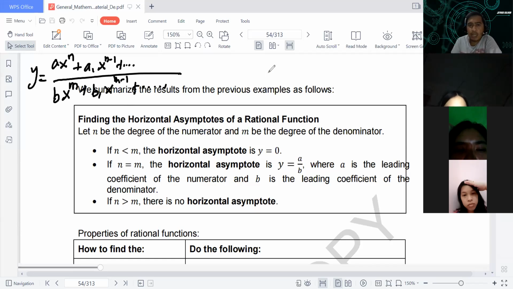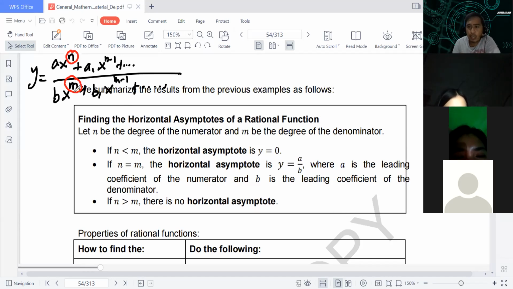What you look at, class, is the exponent of your numerator, the highest exponent of your numerator, and the highest exponent of your denominator. Okay? Again, I will repeat. You look for the highest exponent in your numerator and the highest exponent of your denominator. There are three cases here.